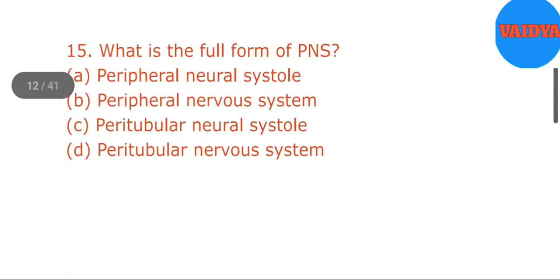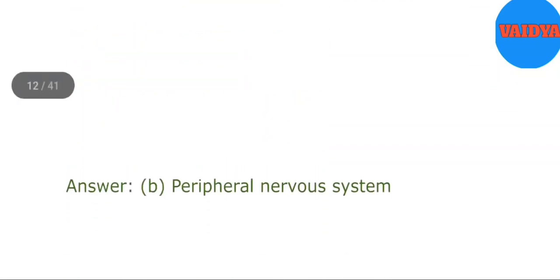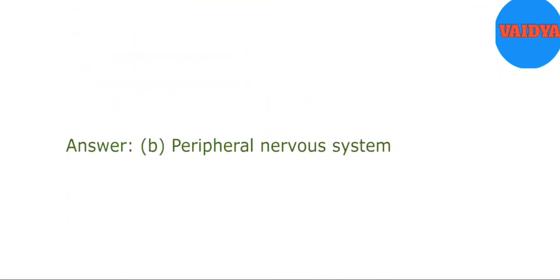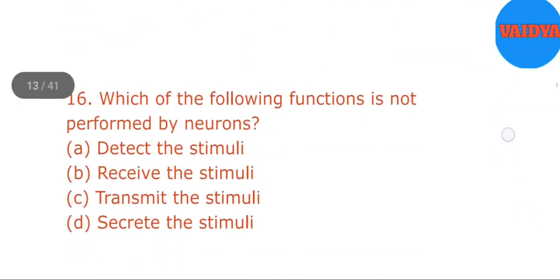15. What is the full form of PNS? A. Peripheral neural systole. B. Peripheral nervous system. C. Peritubular neural systole. D. Peritubular nervous system. Answer B. Peripheral nervous system.